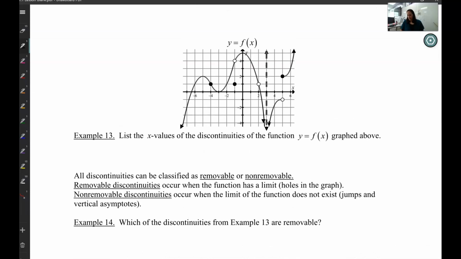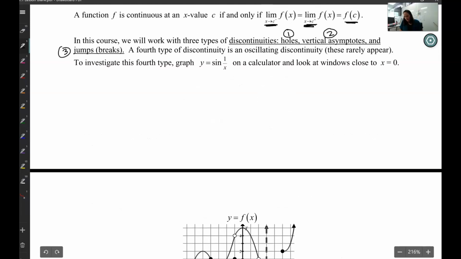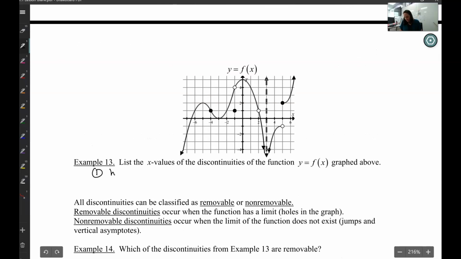So we're going to look at this one. Here's the example graph we had here. We want to list the x values of our discontinuities. So remember, we have three types. We have holes, vertical asymptotes, and jumps.